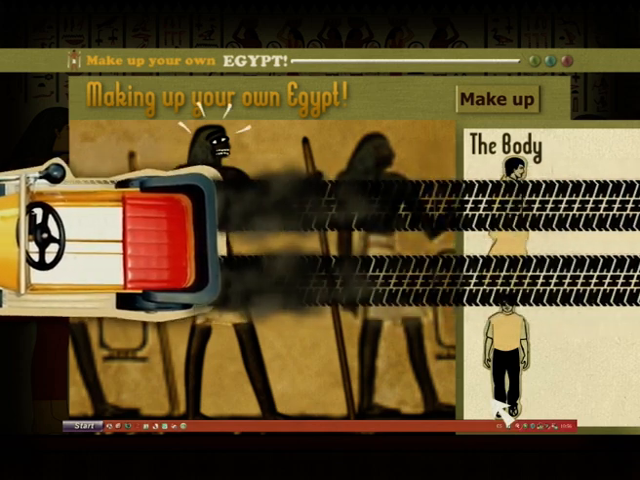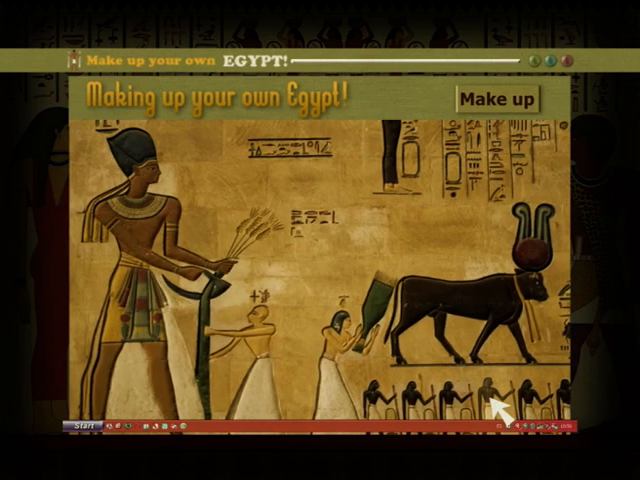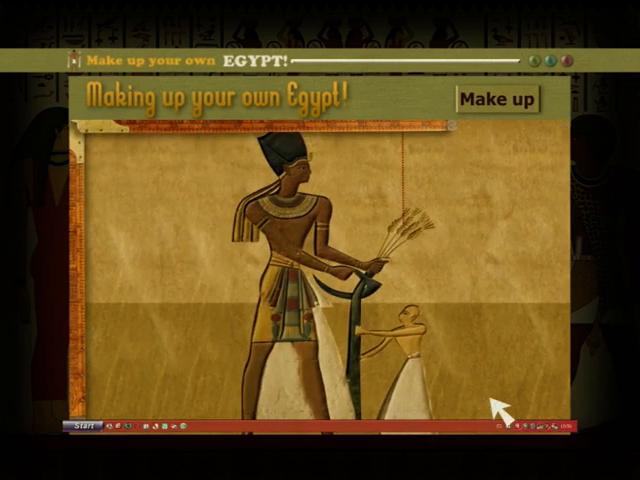Yikes! Finally, let's take a look at the pharaoh. No, he wasn't 30 feet tall. The more important a person was in Egyptian society, the larger they were depicted in Egyptian art. So naturally, the pharaohs were huge.